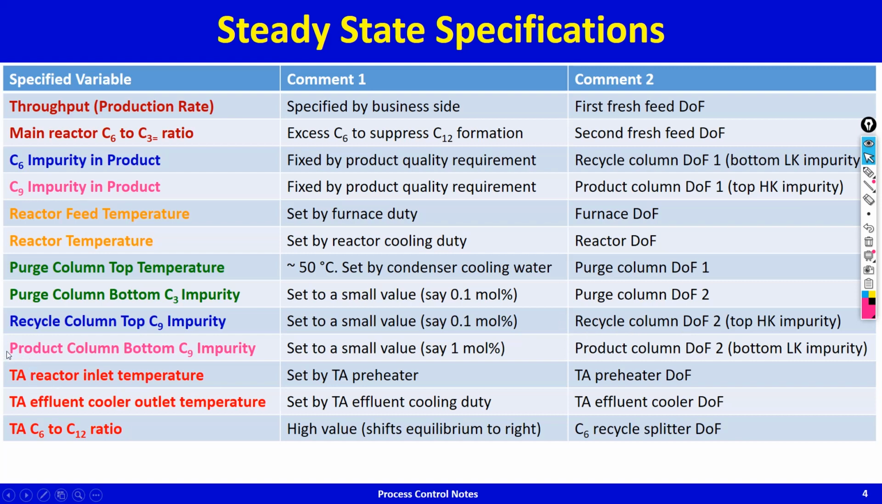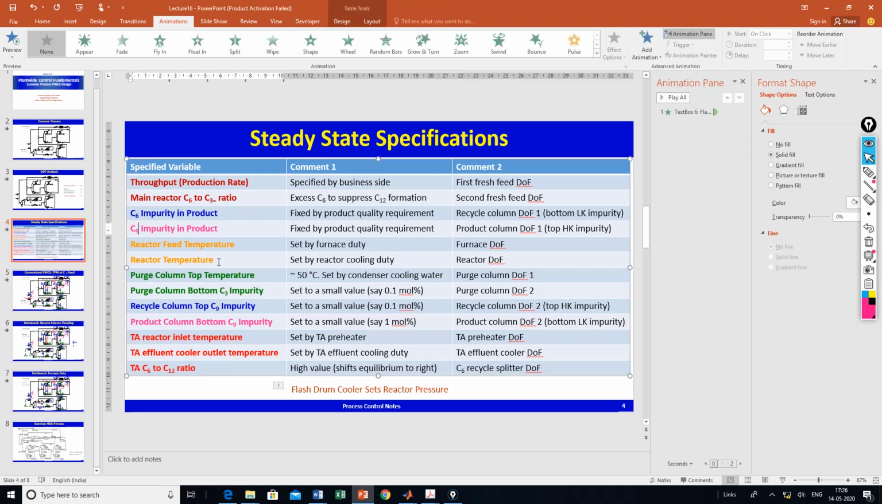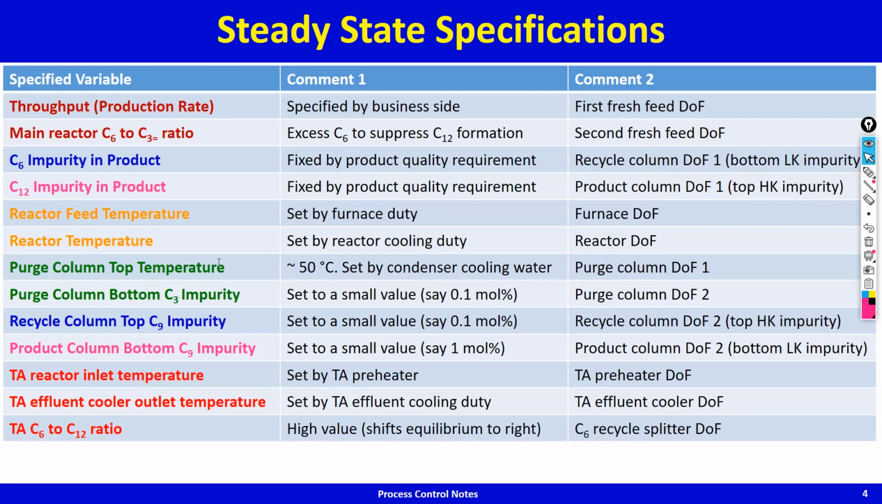Then we go to the product column. In the product column, the C9 impurity at the top has already been taken away. C9 impurity in the product is already taken away. So that leaves C12. Okay, so again this is wrong. It should have been C12 impurity, because the heavy key here is C12. Okay. Shift F5. Go back again. Okay, C12. And C9 impurity down the bottoms of the product column is the other specification. This can be set at a small value, 1 mole percent. It need not be 0.1 mole percent.